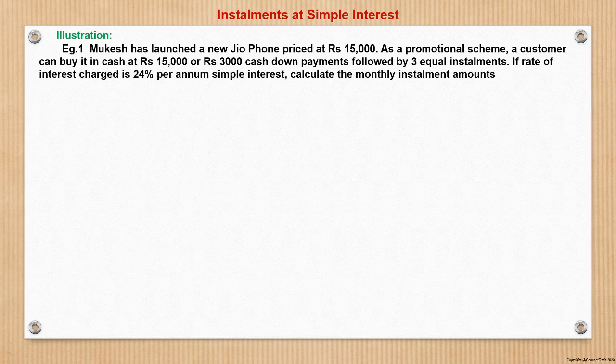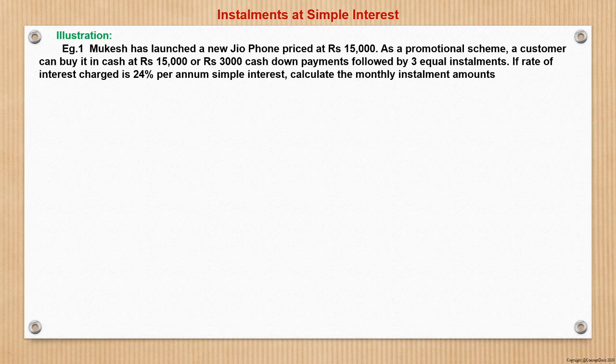Now, the question says: Mukesh has launched a new phone priced at rupees 15,000. As a promotional scheme, a customer can buy it in cash at rupees 15,000 or with rupees 3,000 cash down payment followed by three equal installments. If the rate of interest charged is 24% per annum simple interest, calculate the monthly installment amount.